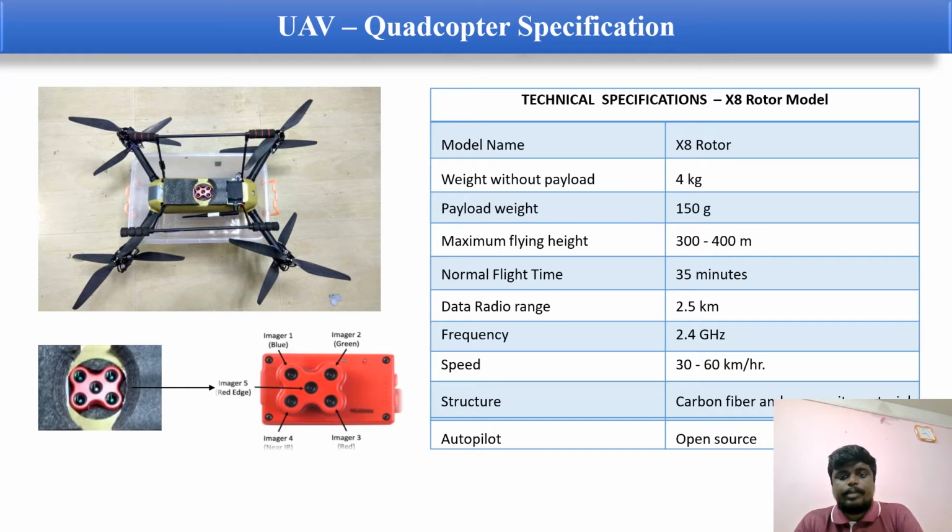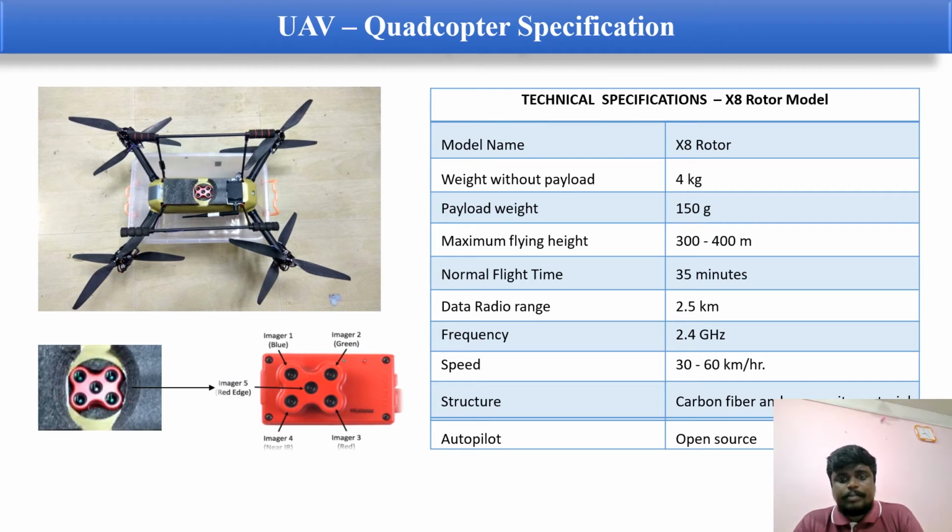The weight without payload is 4 kg. The payload weight is about 150 gram. Here the payload is a multispectral camera, which we showed here. Maximum flying height is 300 to 400 meters, and normal flight time is 35 minutes. Data radio range is 2.5, and the frequency with which we are controlling the UAV is 2.4 GHz, that is the free licensed version, and speed is 30 to 60 km per hour.